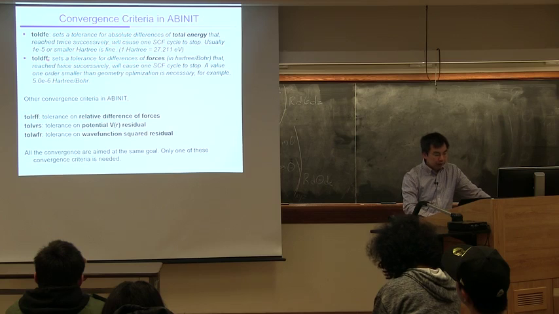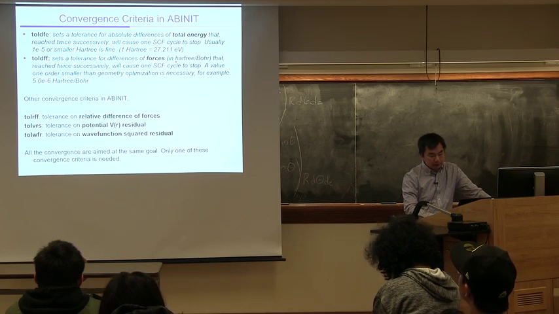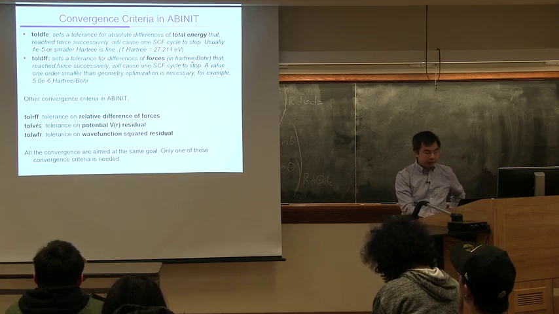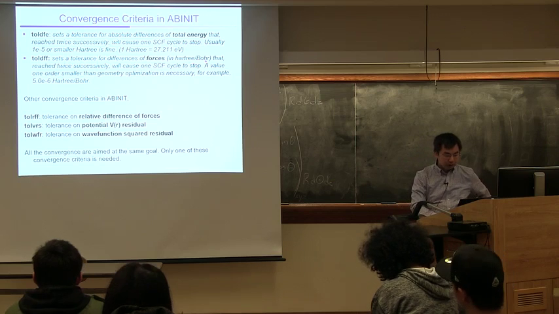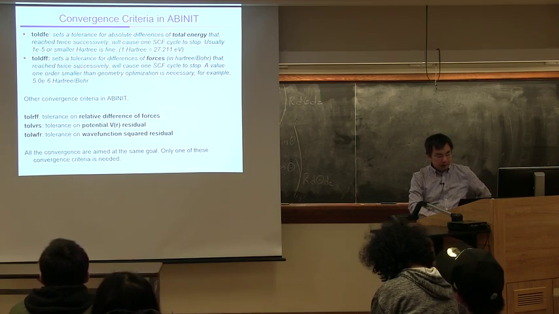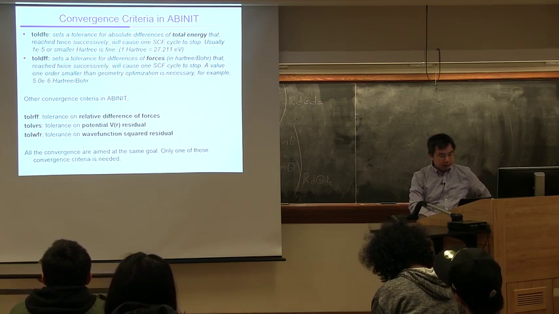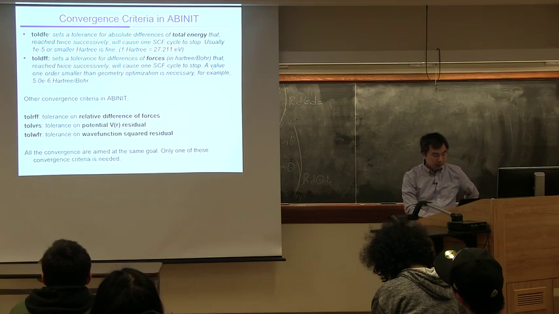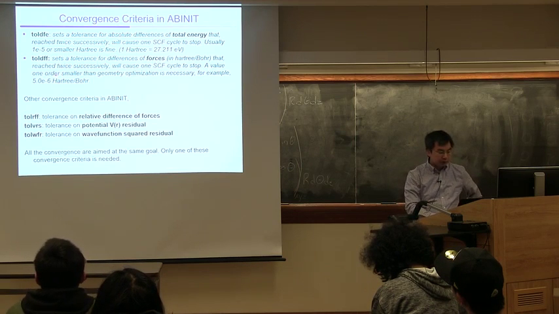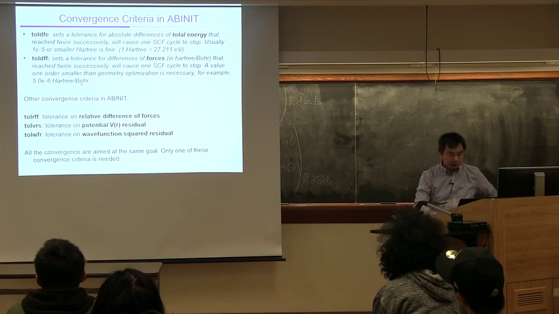TOLDFF. So this quantity sets a tolerance for the difference of forces. Okay, so the force is expressed in terms of Hartree divided by Bohr. Okay. Again, if reached twice successively, it will cause the SCF cycle to stop. Okay. For example, you can set the value 1 order smaller than for geometry optimization. All right, like 5 times 10 to the minus 6 Hartree/Bohr.